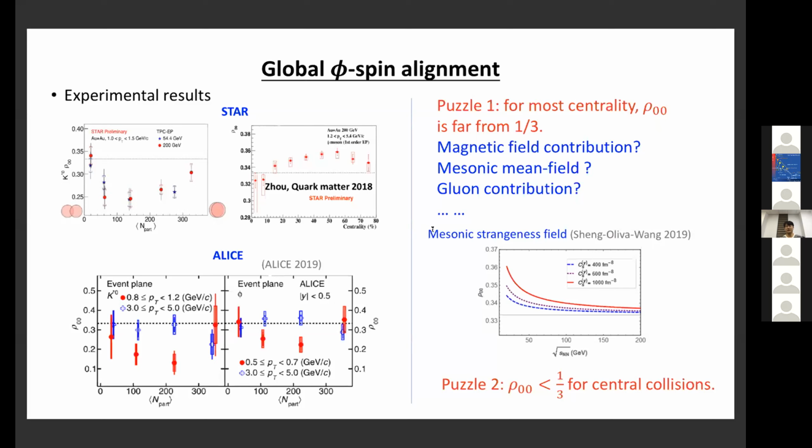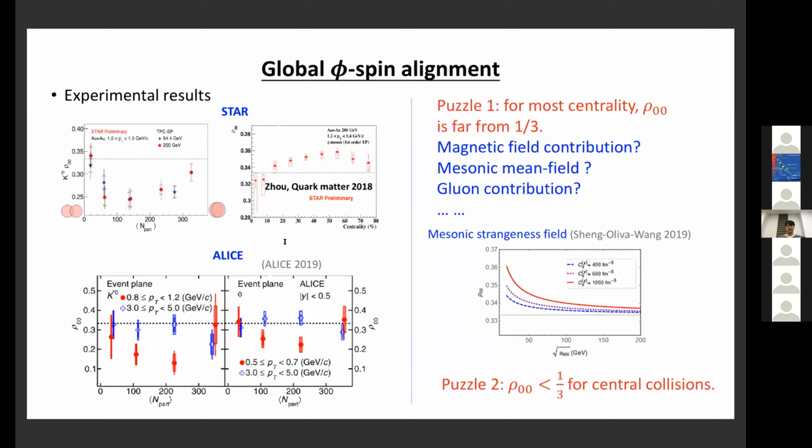And recently there was a proposal by Sheng, Oliver, and Qun Wang, assuming that in non-central collisions there would be a mesonic strangeness field, and the spin could also be polarized due to this field. In this case, they could qualitatively explain this rho 0,0. This is puzzle one.